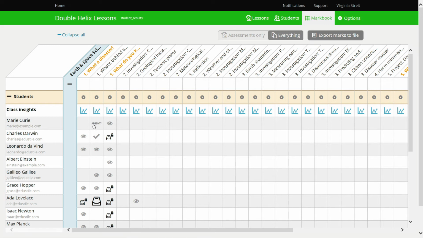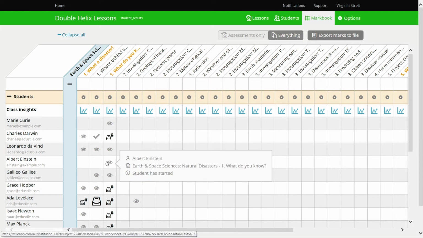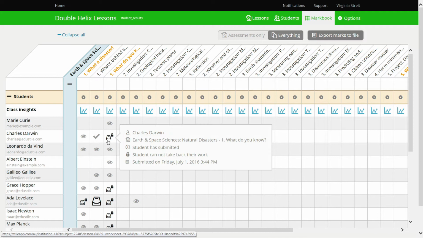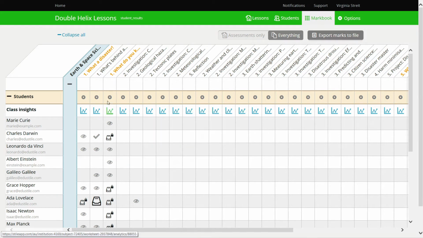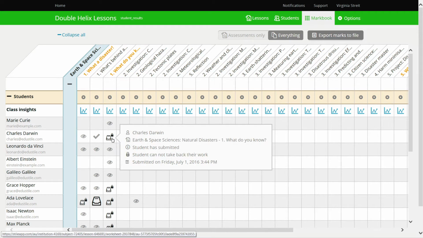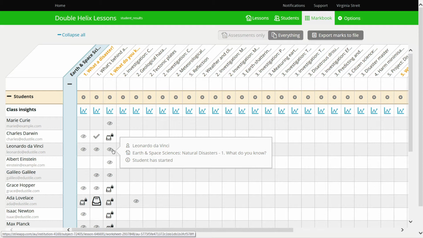So we can instantly see that our students have only partially completed the first 3 lessons in this unit, and in some cases, they have handed in assessments. The assessments are marked as orange along the top here, so "What a disaster" and "What do you know" are both assessed lessons with marks attached to them. And some of our students have already submitted their results, and some of them are still working. They've started the lesson, but they haven't completed it yet.